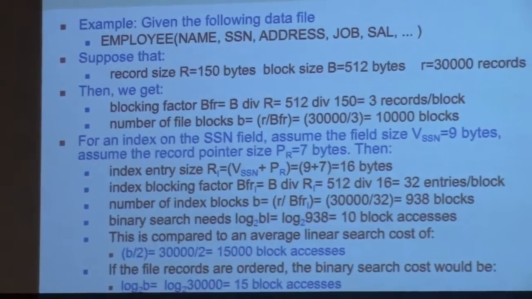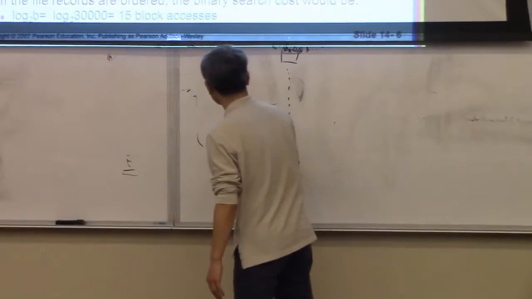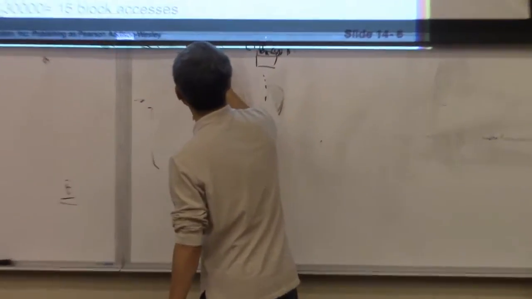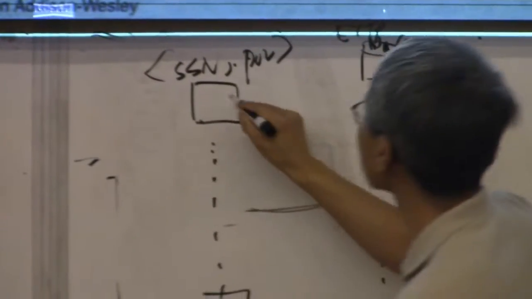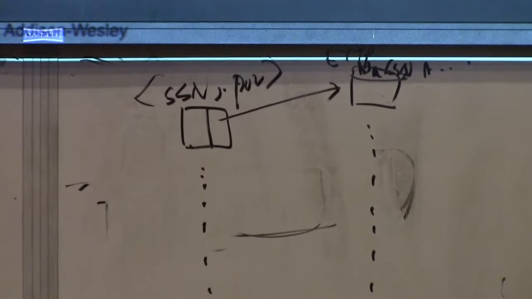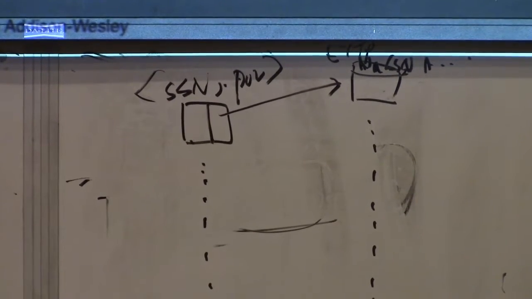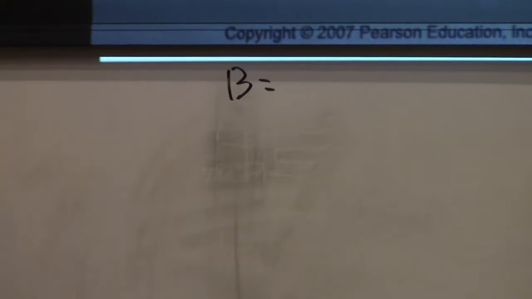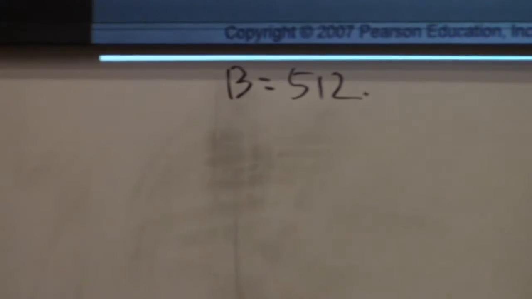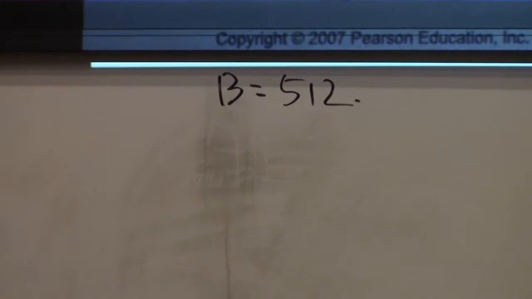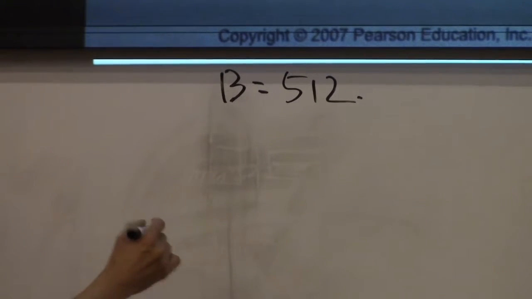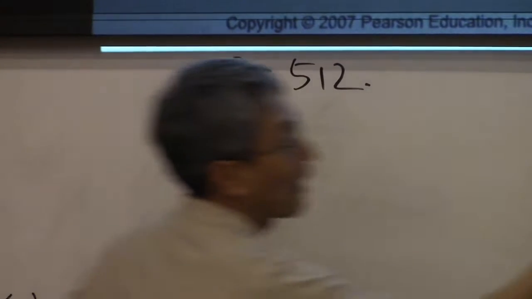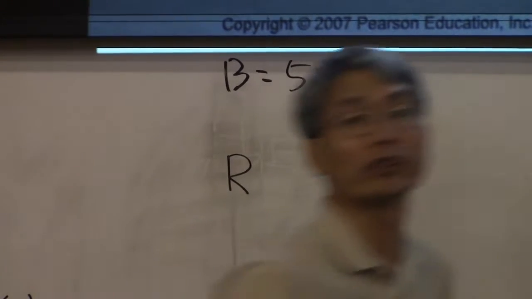But here we have an index. So social security number is an index. We have an index for the social security number plus the pointer. This is an index key entry, and it points like this. This is an index file. Then, just like the data file, we need to calculate. First, the block size of the index block is mostly the same as the data file, so 512 bytes. Then, instead of the record size, we need to calculate the size of the social security number plus the pointer size.